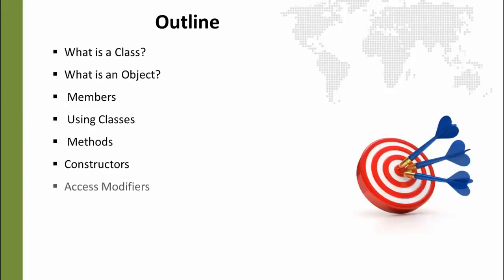And then finally we will get into access modifiers, which will allow us the capability to hide data in our class or to make it visible.